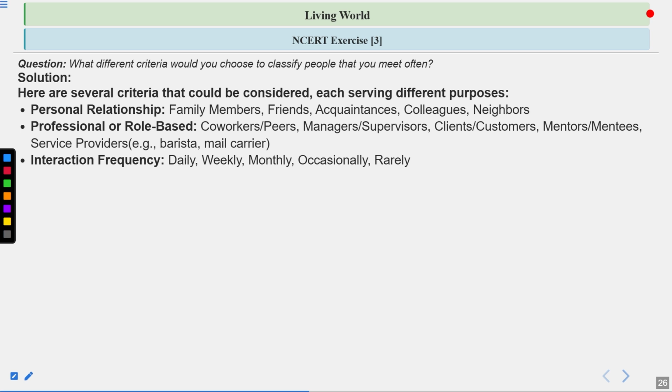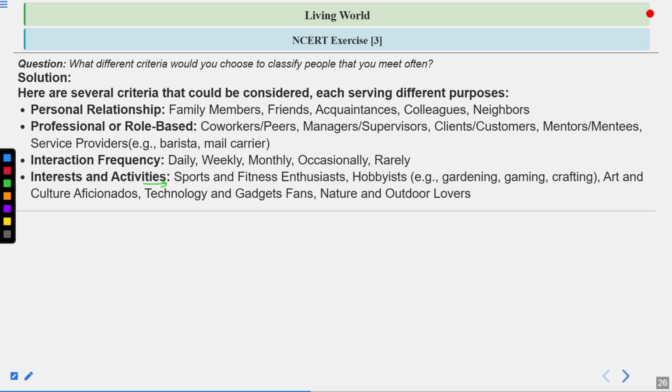Next is interaction frequency. How much are you interacting with the people? Are you interacting with them daily, weekly, monthly, occasionally or rarely? Obviously, if you're talking to them daily, you will have better bonding with them. If you are talking to them rarely, obviously you won't have a good bonding with them.